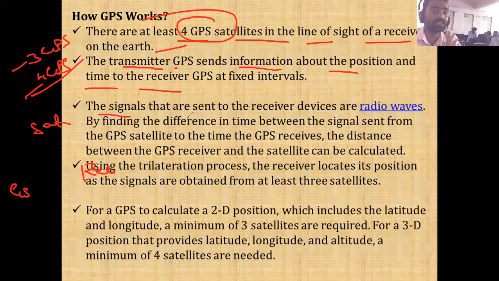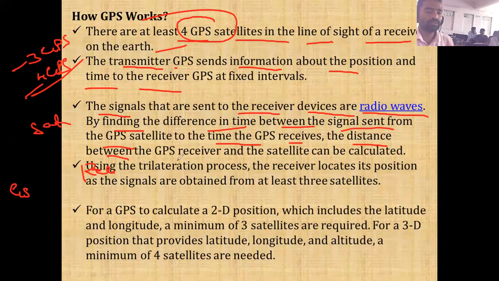The signals that are sent to the receiver devices are radio waves. Whatever you are sending, the signals are in terms of radio waves. Those waves are captured by the satellite, and those waves are sent by the satellites to the receiver. By finding the difference in time between the signal sent from the GPS satellite and the time the GPS receiver receives it, the distance between the GPS receiver and the satellite can be calculated.